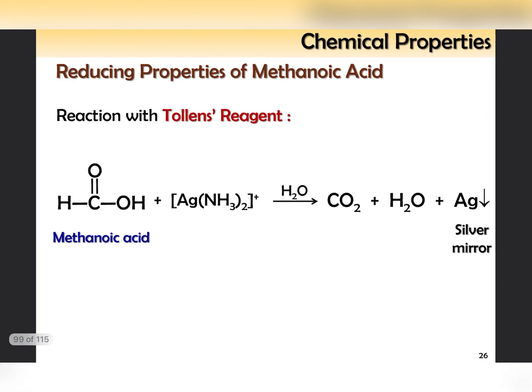And for Tollens reagent, if you react methanoic acid with your Tollens reagent, okay, you will get CO2 and H2O with a silver mirror formed. Okay, so that's all for the chemical properties of carboxylic acid.